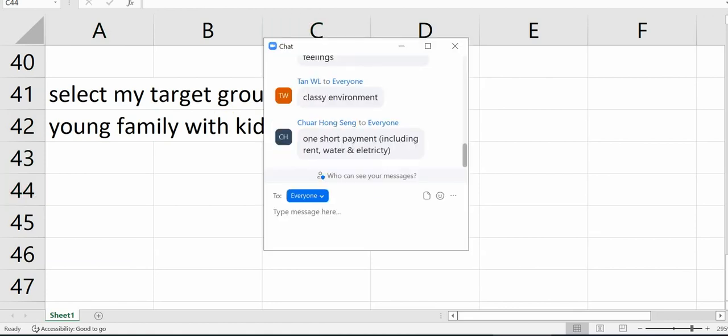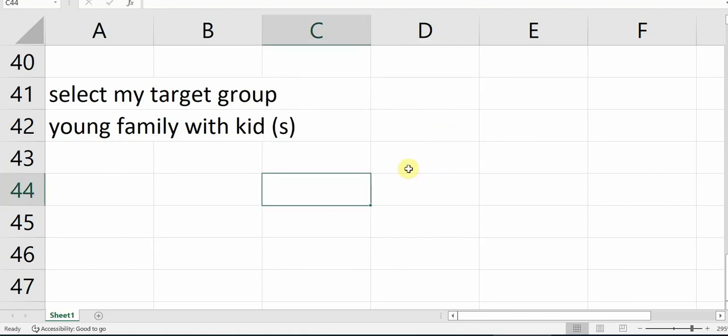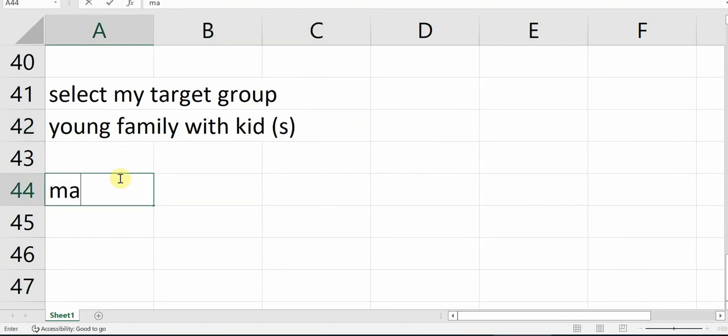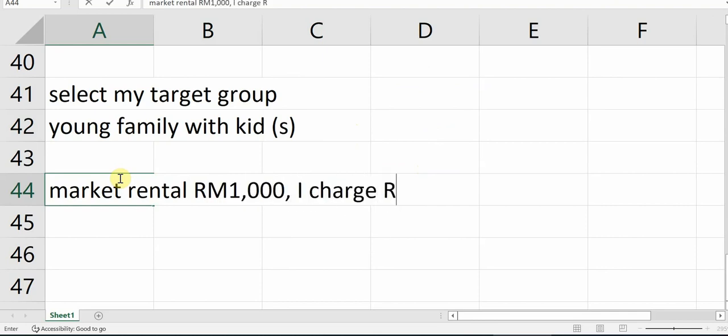So I got a suggestion here. One short payment including rental, water and electricity, so you power everything. One rental to cover everything, including the internet and Netflix, all these are even better. If you look at my suggestion here, I select my target group. I want young family with kids. So market rental, hang on, okay, market rental is, let's say, RM 1,000. I charge RM 3,000. Oh, so this will create a tension already, isn't it?